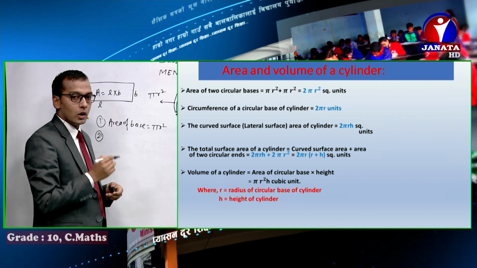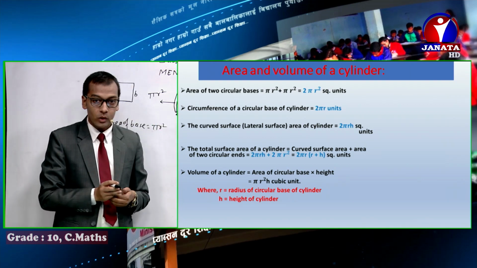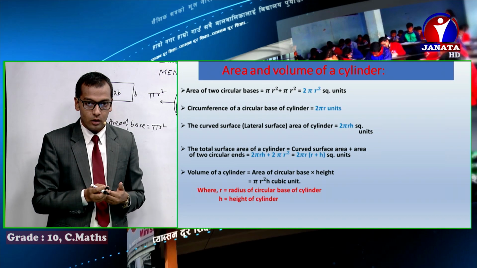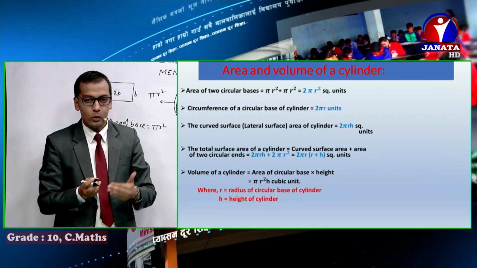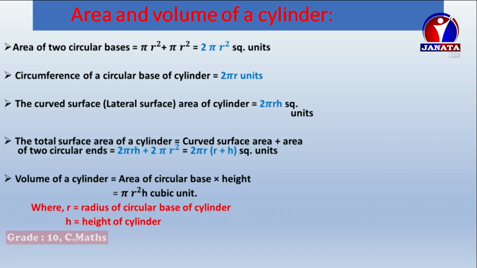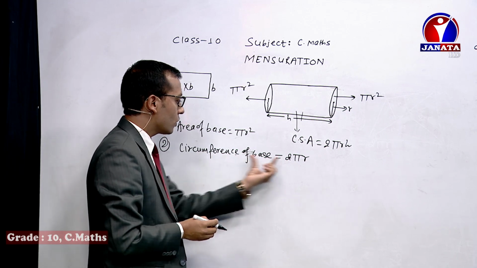Number 2, what is the perimeter? What is the perimeter of the base, or what is the circumference of the base? Here the base is a circle, so we know the circumference of a circle is 2 pi r. The circumference of the base of this cylinder is 2 pi r.